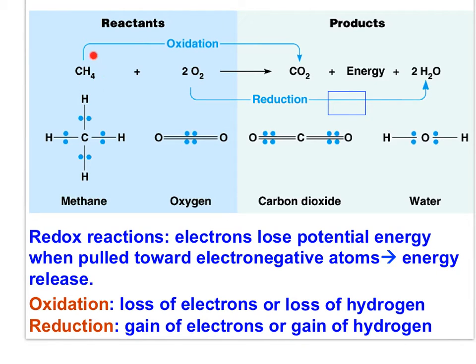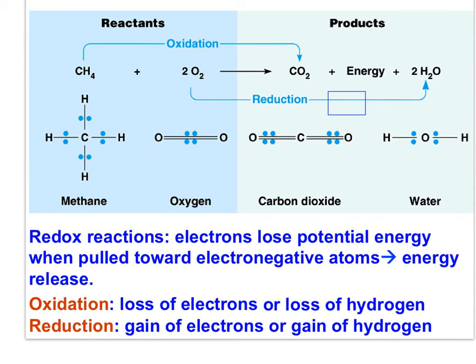Methane, an organic molecule, somewhat like glucose, loses electrons to oxygen in the combustion process. This is oxidation. Methane is oxidized. Oxygen gains electrons along with hydrogen ions to become water. Oxygen has been reduced. Now I want you to notice how the position of electrons has changed.